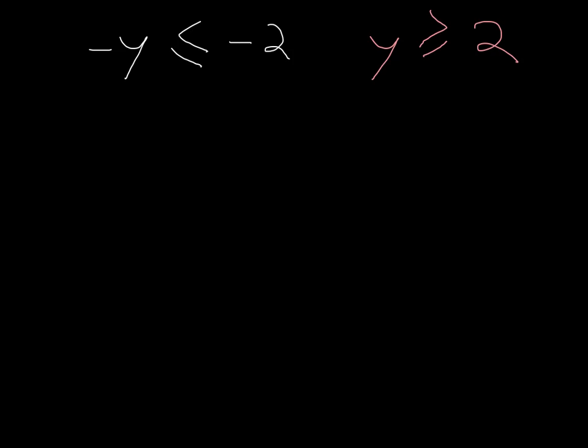So how did I get that? I took negative y and I multiplied it by negative 1. And I took negative 2 and I also multiplied it by negative 1. But because they were negative numbers, I had to remember to flip that sign the other way around.